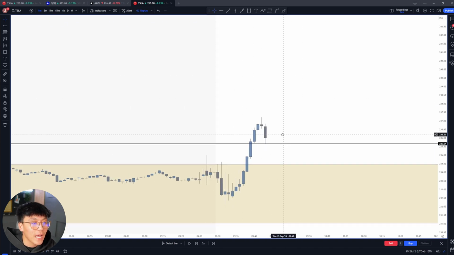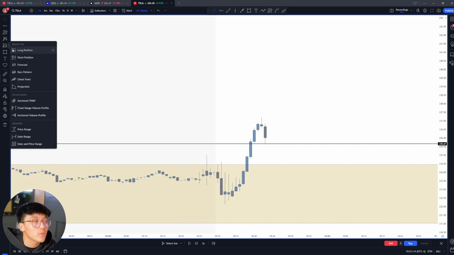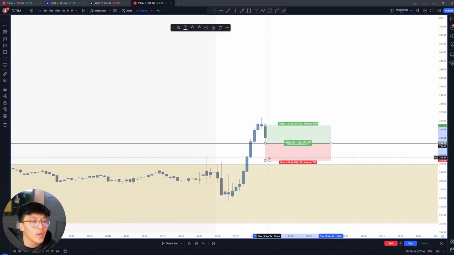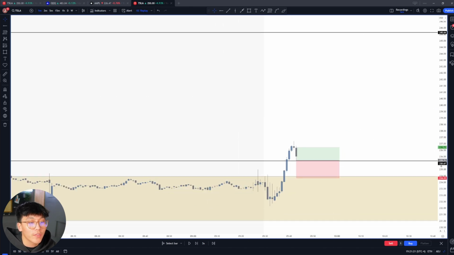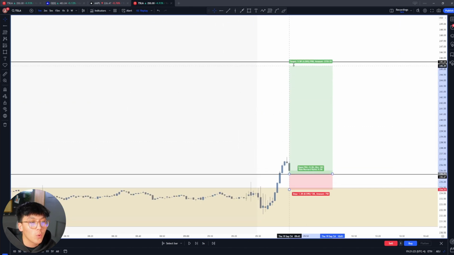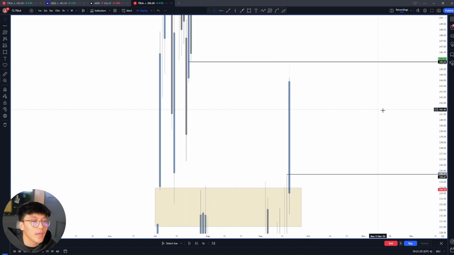You can see price taps into our key level. In this case, I was so bullish. This was my higher time frame setup, so I got in as soon as it tapped the key level. Risk was just a break underneath 234. In my case, my target was that higher time frame daily gap, as you can see right here.